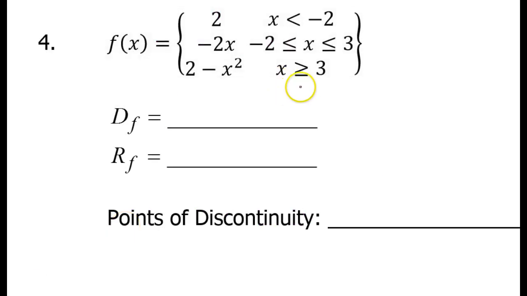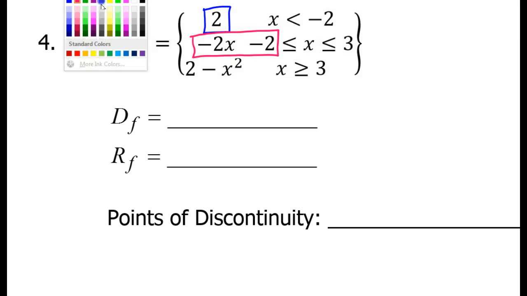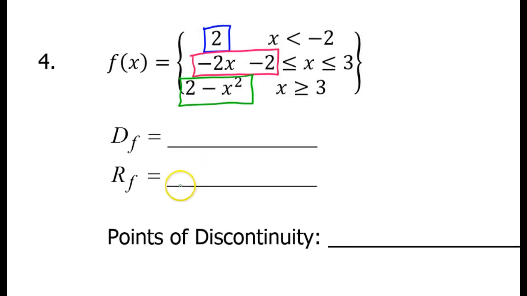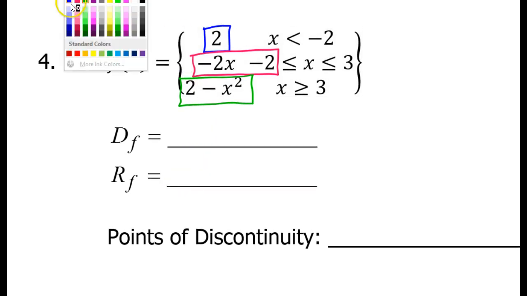Let's do the same thing for problem number 4. Let's graph it and state the domain and range. This has three parts to it, so I'm going to use three colors. So this will be the blue part, this will be the red part, and this will be the green part. Okay, so I'm going to graph these one piece at a time. Let's start with the blue piece.